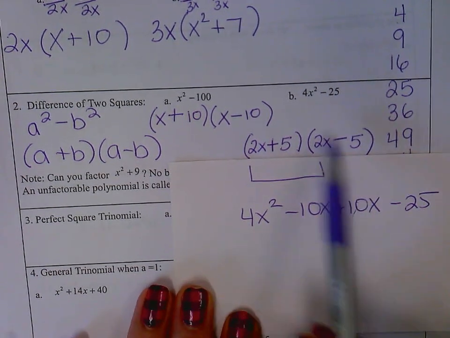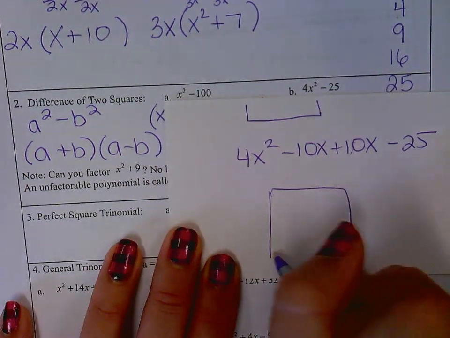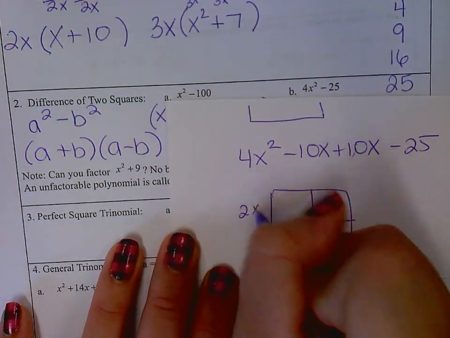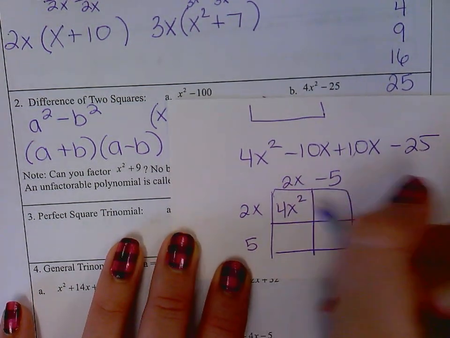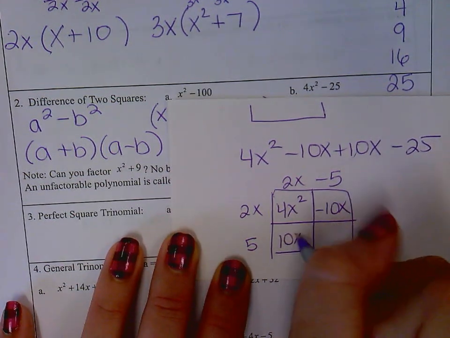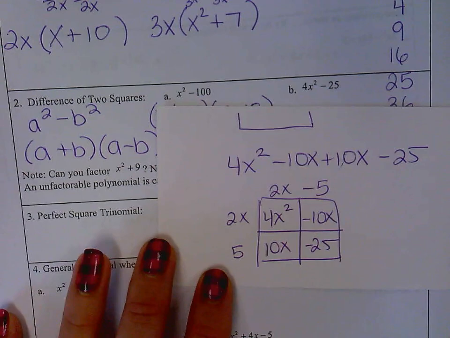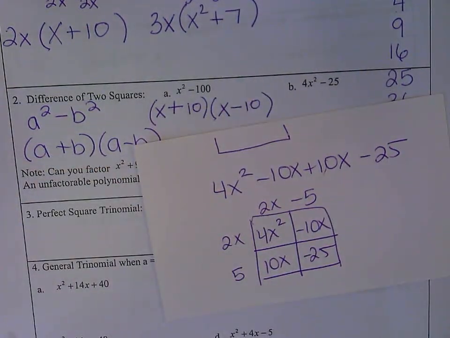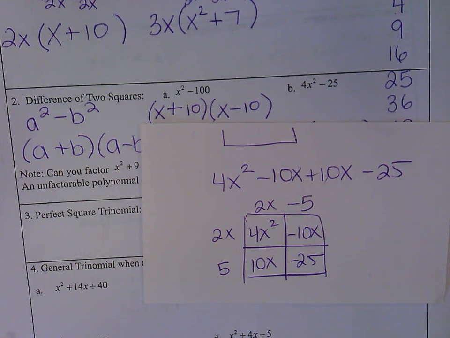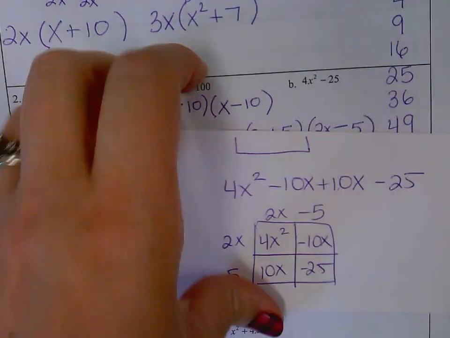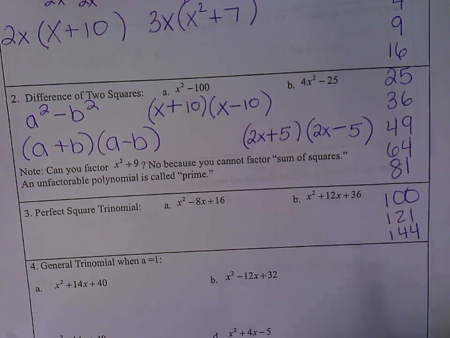You may have not done FOIL. You may have done the box method last year. So the box method, 2x plus 5, 2x minus 5. See how I get 4x squared, negative 10x, positive 10x, negative 25 inside my box. Are one of those two methods coming back to you to multiply binomials? I don't care how you do it. Sometimes by pre-calculus, you're going to be multiplying these a lot. It's kind of nice to not have to do the box method every time if you can get quicker at multiplying them in your head. But if this is your no-fail way, do the box, right? However you can multiply these things.